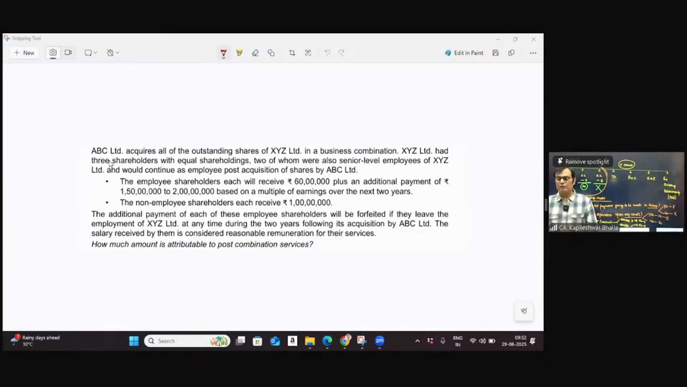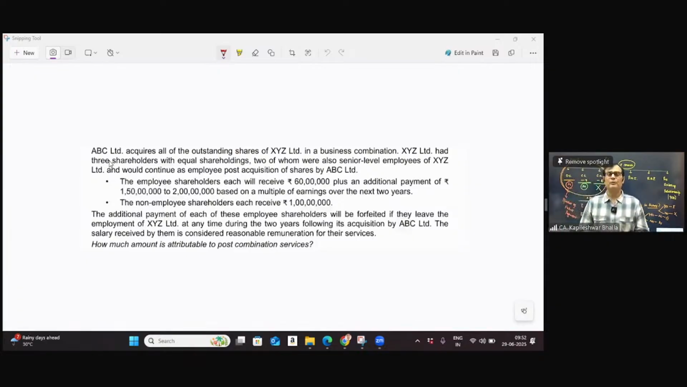The additional payment of each of these employee shareholders will be forfeited if they leave the employment at any time during the next 2 years following the acquisition by ABC. The salary received by them is considered reasonable for the services.